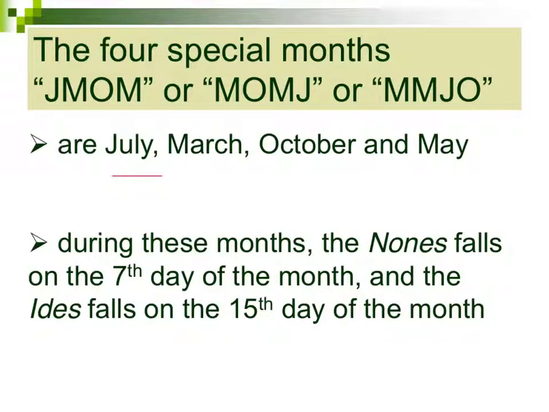So again, they are July, March, October, and May. And again, during these months, the Nones falls on the 7th day of the month and not the 5th. And the Ides falls on the 15th day of the month and not on the 13th.